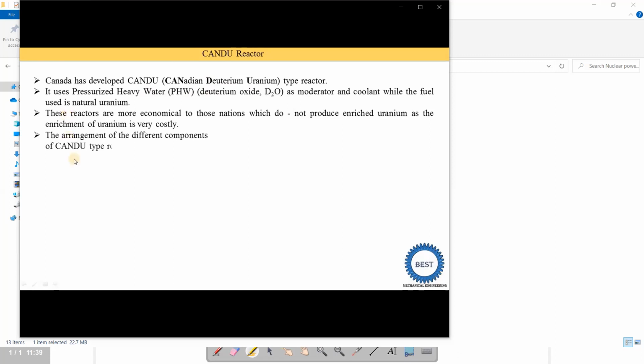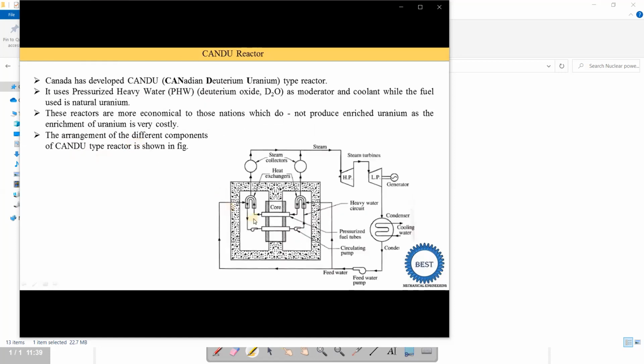The arrangement of the different components of the CANDU type reactor is shown in these figures. Here you see the diagrams of the CANDU reactor. Suppose we start from the center part, so it is the core. In the core you see the pressurized fuel tubes. This is one pressurized fuel tube, this is the second. In these pressurized fuel tubes the fuels are put, that's why the name is pressurized fuel tubes.